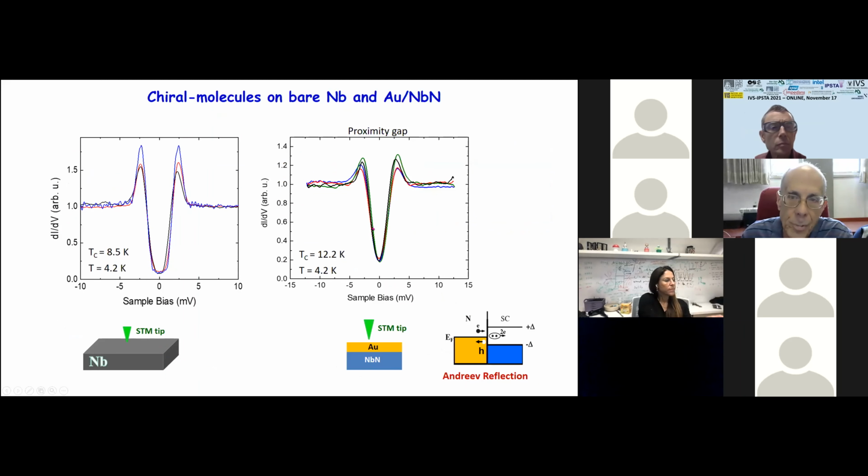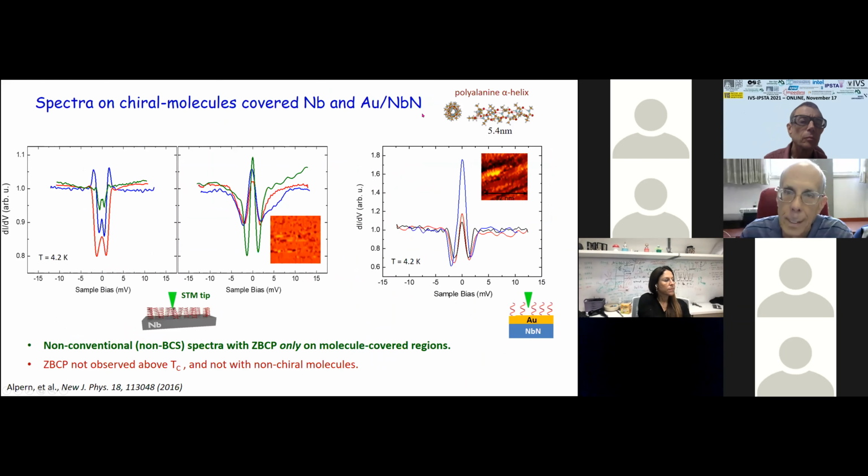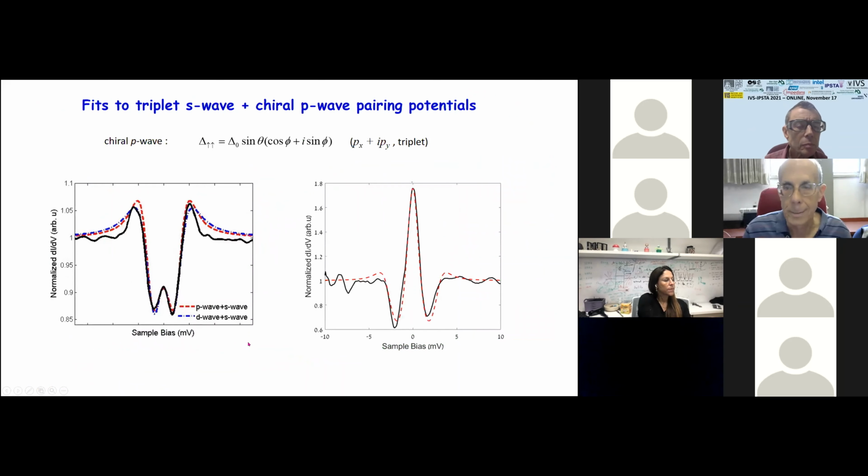First of all, these are the typical tunneling spectra that we observe when taking on the pure niobium or on gold. Here, of course, this is a proximity gap, but when adsorbing chiral molecules, we see that the tunneling spectra vastly changed. We can see here the appearance of zero bias conductance peaks in all cases embedded in gaps or gap-like structures. So of course, we have a non-BCS behavior and something unconventional.